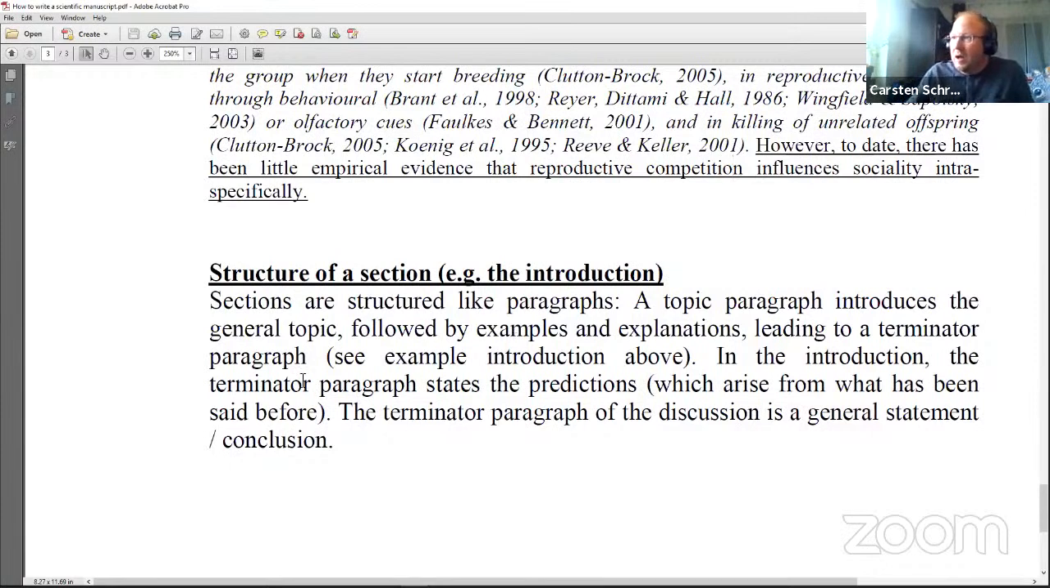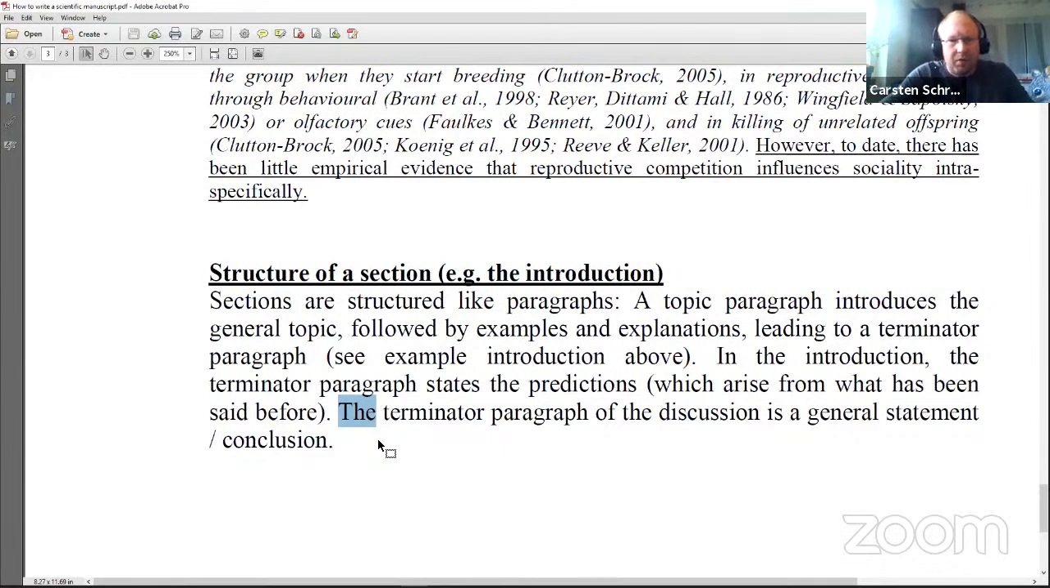And then the introduction finishes in the Terminator paragraph, which summarizes the aims of your study, or in the discussion, the Terminator paragraph finishes in what is new, what after your study can be said that couldn't be said before. And especially for the introduction, where we're working at the moment, everything you bring in your Terminator paragraph must have been mentioned before in one of the previous paragraphs. So don't bring a new question in the Terminator paragraph of the introduction if you did not introduce this question beforehand.